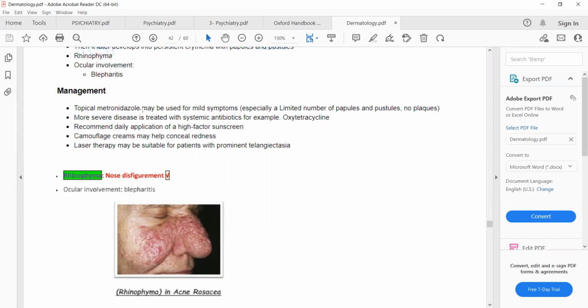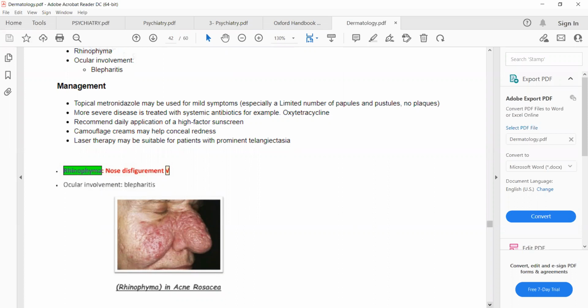The treatment is usually topical metronidazole. Remember that it is topical metronidazole and not oral metronidazole. So topical metronidazole is the treatment if mild symptoms are present. For more severe disease, systemic antibiotics such as oxytetracycline can be used. Daily application of sunscreen is also advised. Camouflage creams can also be used and may help with the redness.